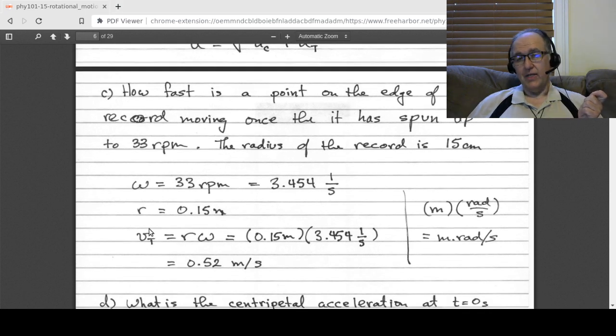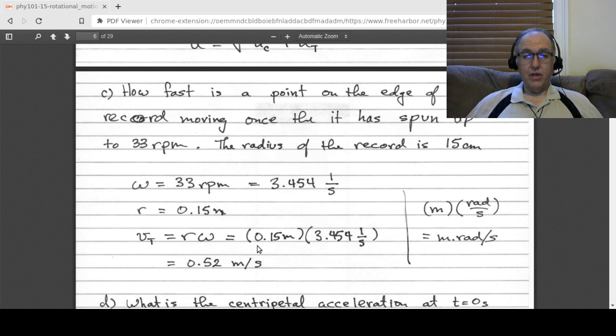In other words, I'm asking for the tangential velocity. That's equal to r omega. So we have 0.15 meters multiplied by 3.454 per second, and you multiply the two together and you get 0.52 meters per second. Very, very easy to do.